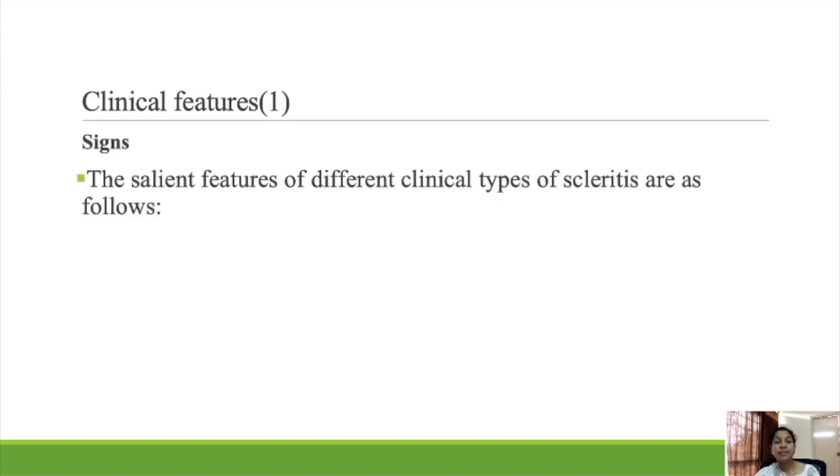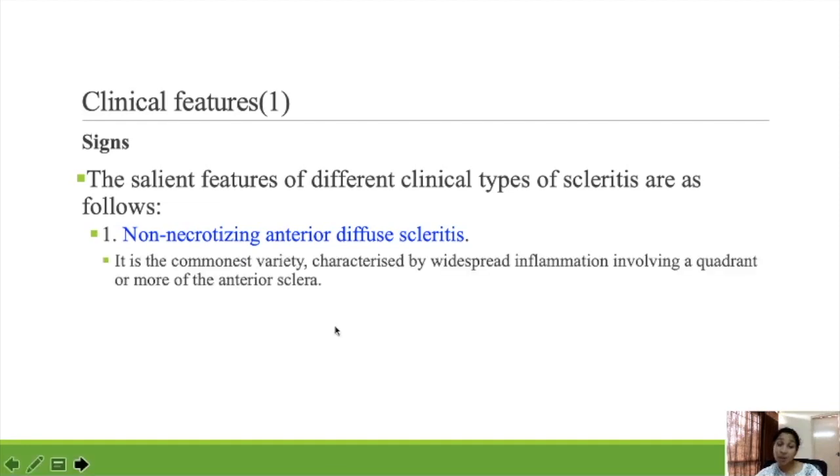Next comes the signs. The salient features of different clinical types of scleritis are as follows. So here we are mentioning the types. In non-necrotizing anterior diffuse scleritis, it is the commonest variety and it is characterized by widespread inflammation involving a quadrant or more of the anterior sclera. You can see that in the anterior sclera, and it is the most common variety.